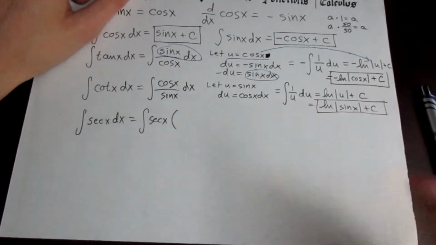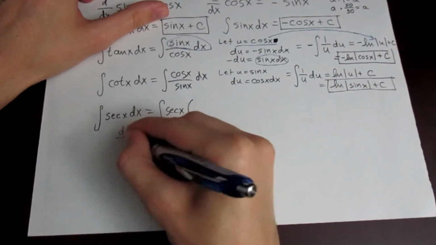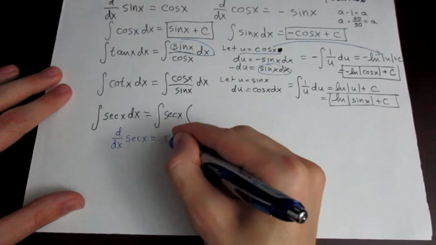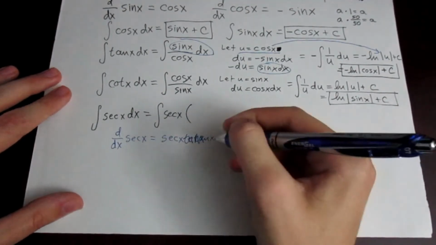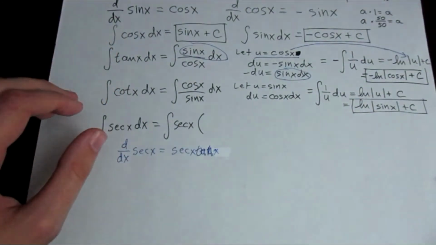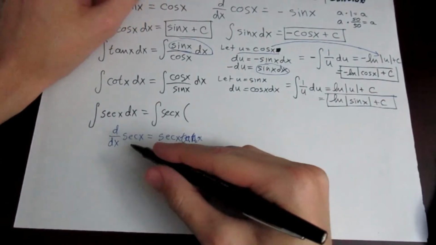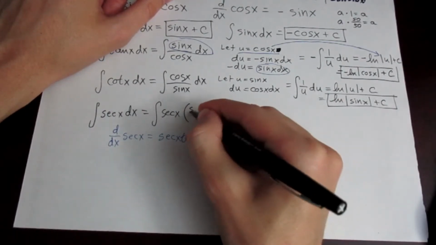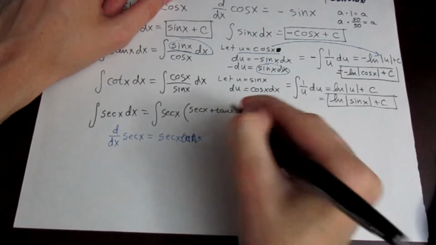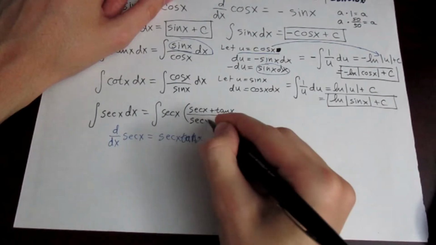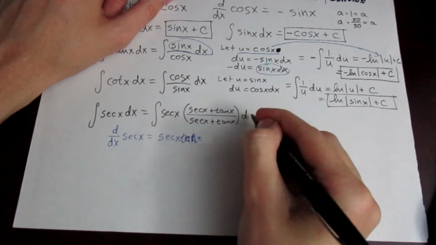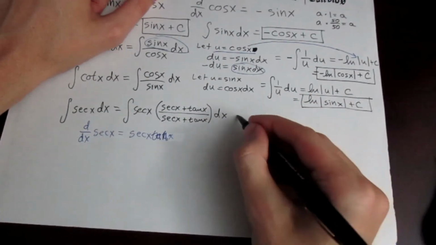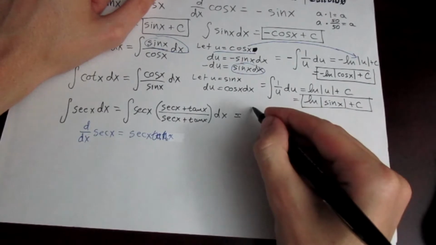Now, to do this, I want us to recall, what is the derivative of secant x? Well, the derivative of secant x is secant x tangent x. So we are going to multiply this not by secant tan, but by secant x plus tan of x, and you divide that by secant x plus tan of x dx. Isn't that the same thing? Isn't this 1? Secant x times 1? It is. And that's going to equal the integral.